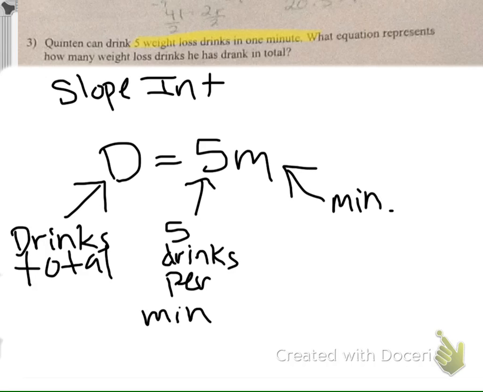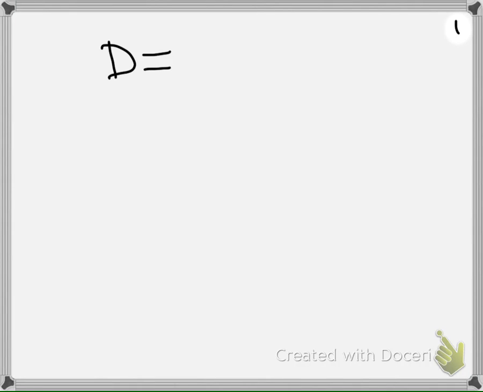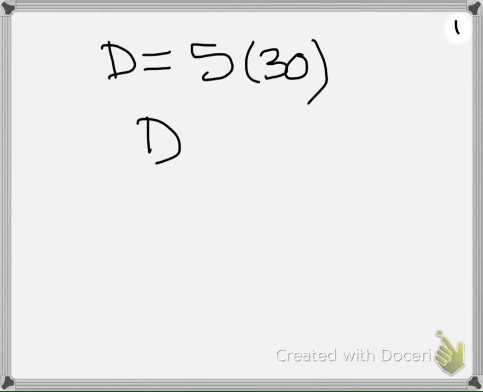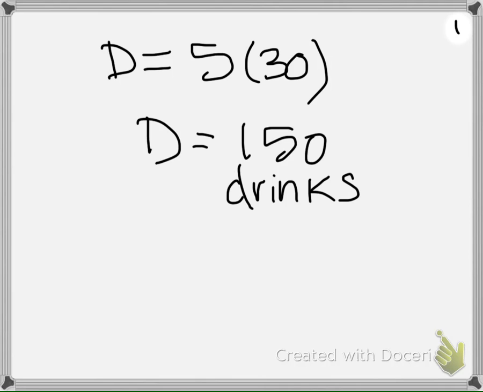Okay, let's look at problem B. If he drinks for 30 minutes straight, how many weight loss drinks will he drink total? So they're giving me minutes, which m is minutes, so that's where my 30 is going to go. So d equals 5 times 30, because they gave me 30 minutes. Okay, and this is a simple problem, so total drinks is 150 drinks. All I had to do is do 5 times 30. So in 30 minutes he could drink 150.